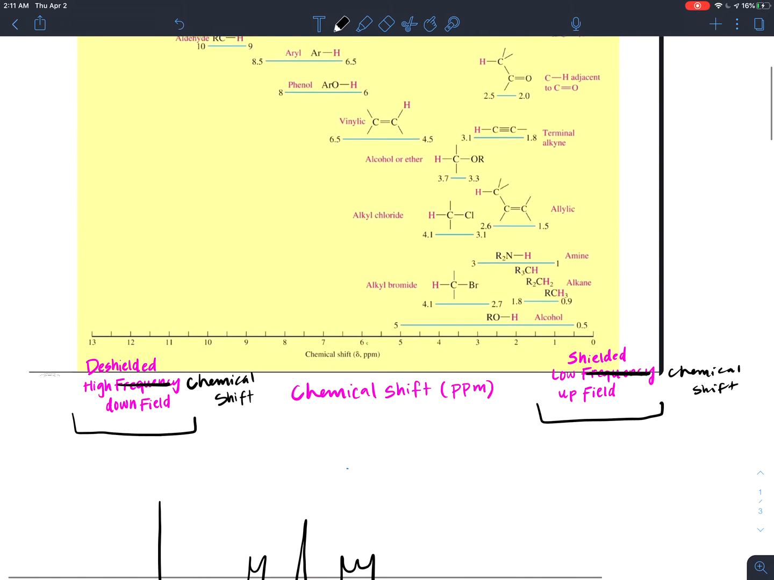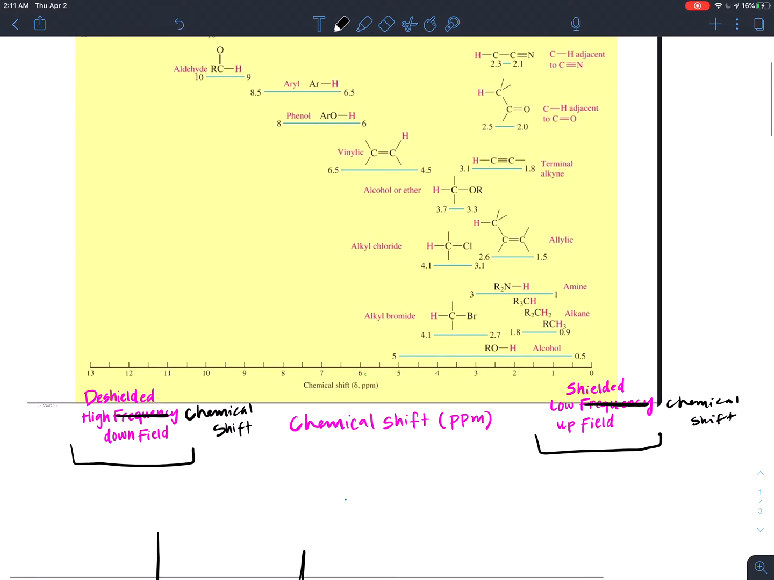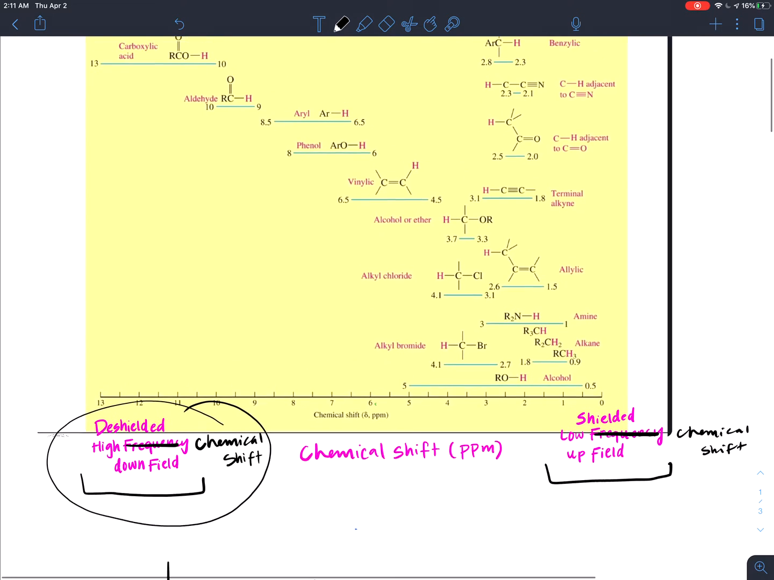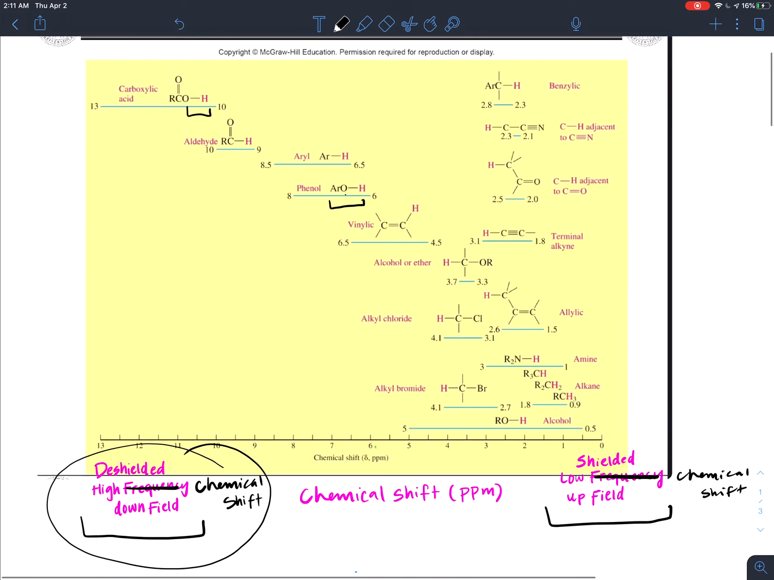What does it mean by chemical shift? It means what's surrounding it. So whenever I have something that is electronegative around it, it's going to be considered to be high chemical shift. So for example, look right here. I have an oxygen next to the hydrogen. Right here, I have an oxygen next to the hydrogen. So those are my high chemical shifts.